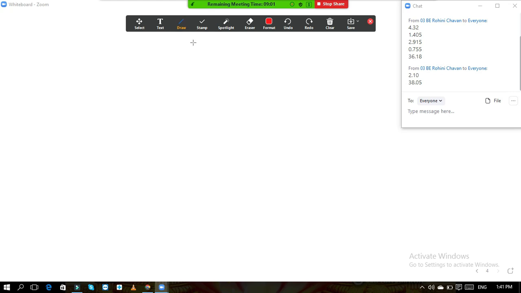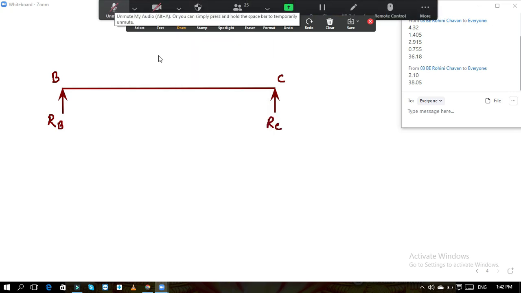So for flight BC now, I will draw again the diagram. This is your point B. Here is the point C. Here is the reaction RB. This is the reaction RC.